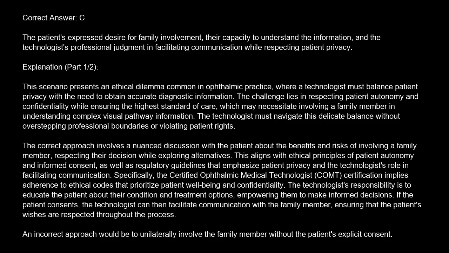The correct approach involves a nuanced discussion with the patient about the benefits and risks of involving a family member, respecting their decision while exploring alternatives. This aligns with ethical principles of patient autonomy and informed consent, as well as regulatory guidelines that emphasize patient privacy and the technologist's role in facilitating communication. Specifically, the Certified Ophthalmic Medical Technologist (COMT) certification implies adherence to ethical codes that prioritize patient well-being and confidentiality.